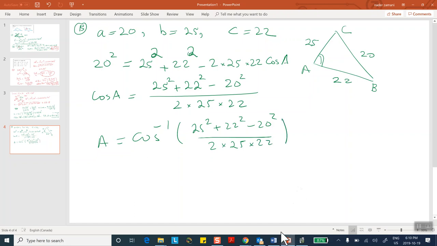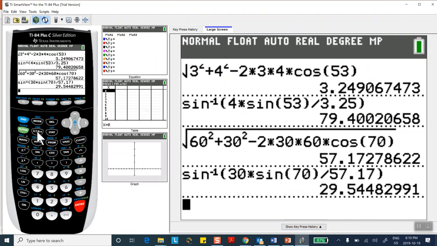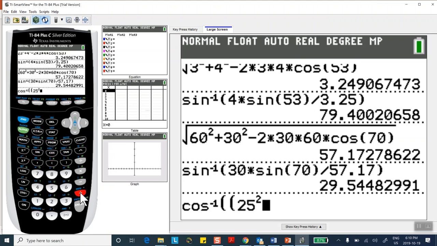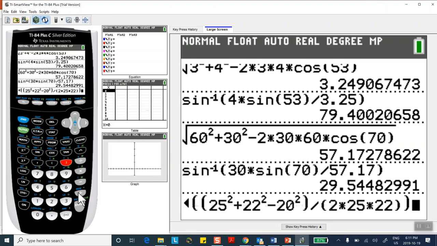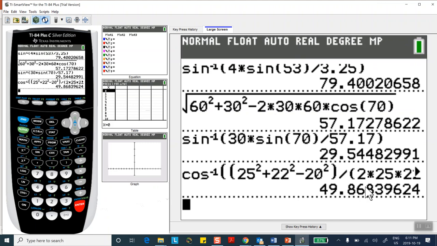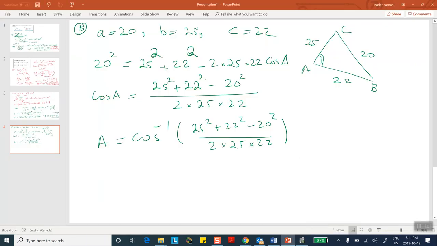Let's plug this in. So the second function, cos inverse, parentheses, 25 squared plus 22 squared minus 20 squared, close the parentheses, divided by parentheses 2 times 25 times 22, and close the parentheses, and enter. 49.87. So this is approximately 49.87 degrees.